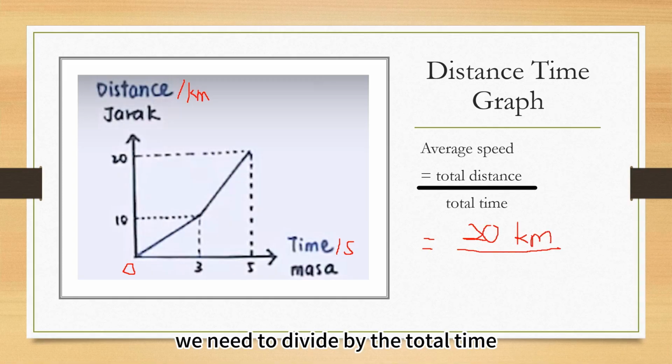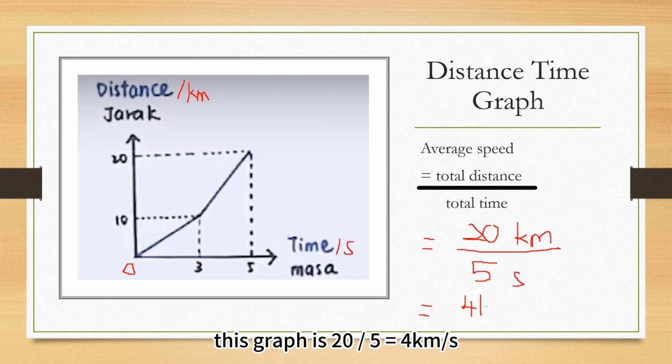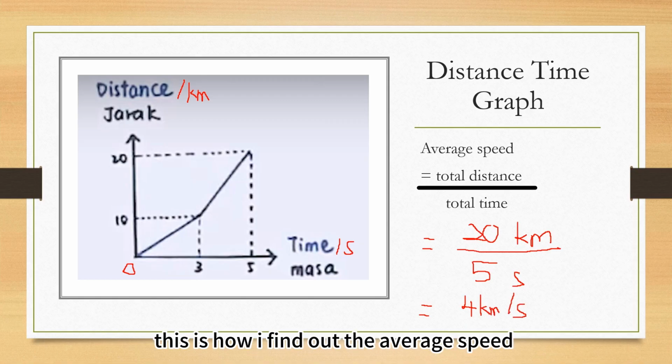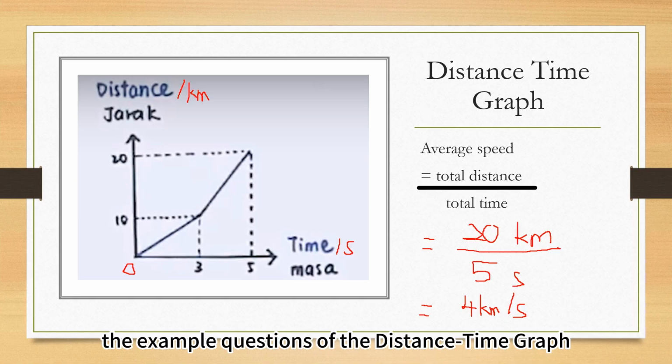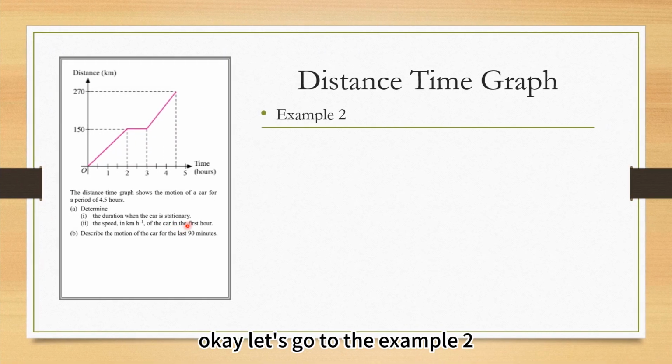We need to divide by the total time. The total time is 5 seconds. So the average speed of this graph is 20 divided by 5, which is equal to 4 km per second. This is how I find the average speed. And next, I'm going to show you the example questions of the distance time graph. Okay, let's go to example 2.